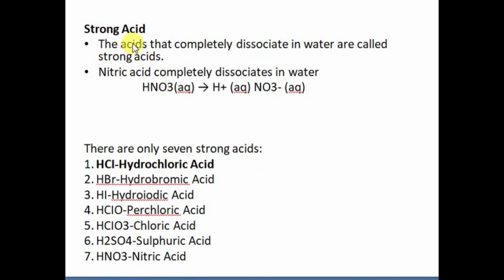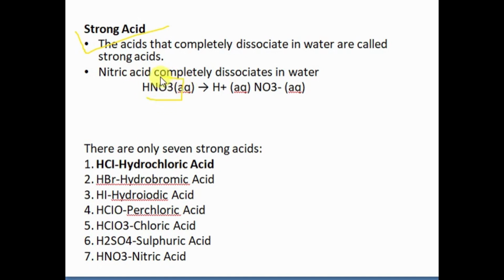Now, next, we have two types of acids, strong acids and weak acids. So what's the difference between strong acids and weak acids? Why do we call a strong acid a strong acid? Because strong acids completely dissociate, they liberate H plus ions completely. And in the case of weak acids, they partially dissociate.